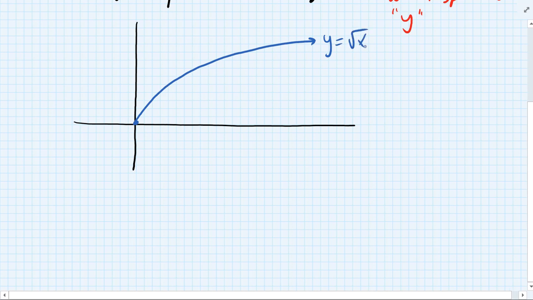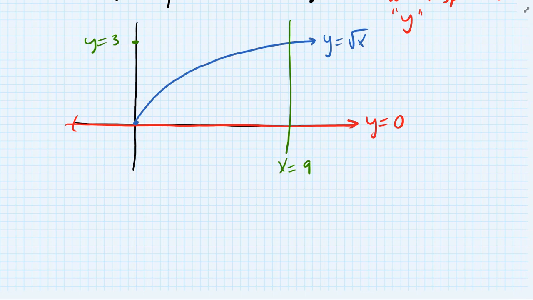And then I want y equals 0. Here's y equals 0. And my last one is going to be x equal to 9. If x equals 9, what is y equal to? 3, right? Square root of 9 is 3. Agreed? I don't care if it's to scale. Remember, this is just a sketch. Everybody okay with the sketch?